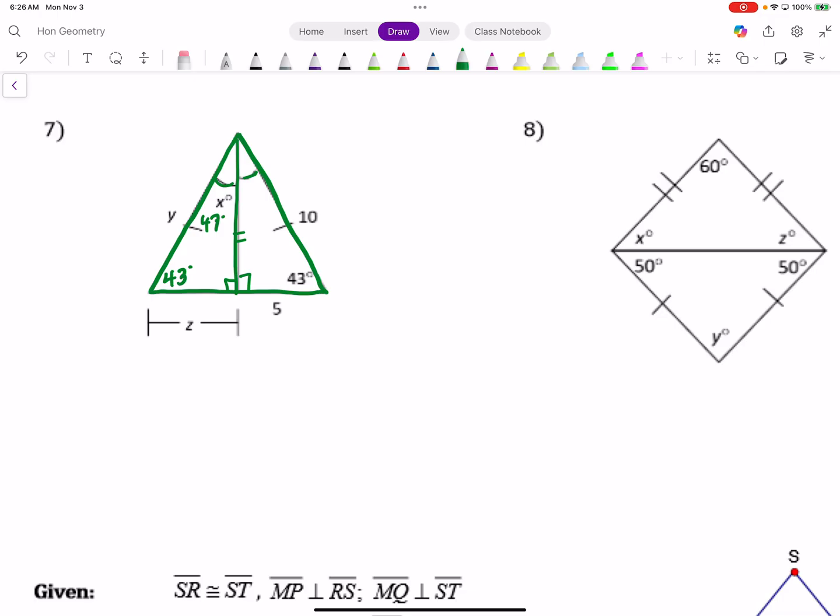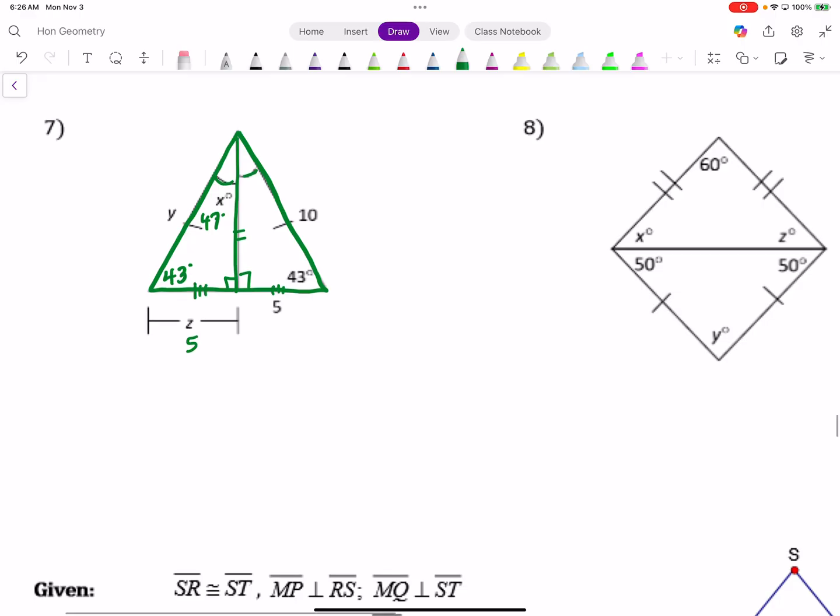And also, when you drop a perpendicular in an isosceles triangle, you cut the base in half. So this has got to be 5. Do I have it all? Nope. This is obviously 10. So x has to be 47. Y's got to be 10. And z's got to be 5.